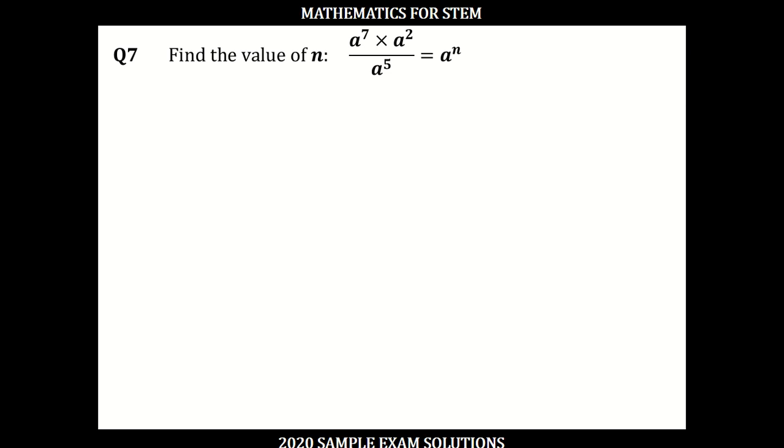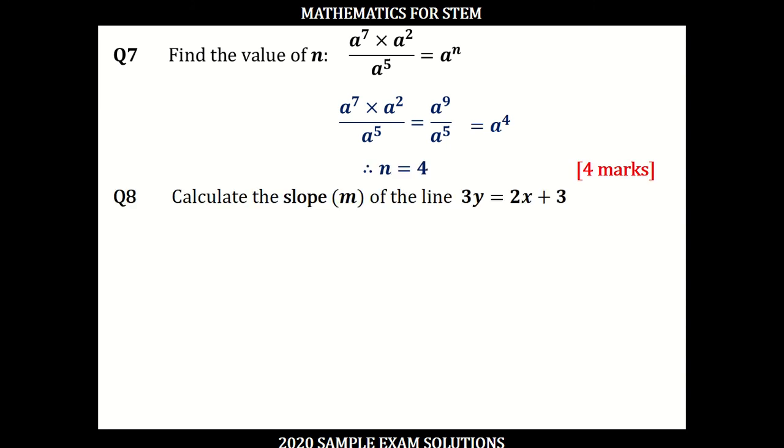Question 7, then we want to find the value of n if we've got a to the power of 7 multiplied by a squared all over a to the power of 5, and this equals a to the power of n. Now on top, we've got a to the power of 7 multiplied by a to the power of 2. Using the laws of indices, this means we would add these powers. So if you add the 7 and the 2, this adds to 9. And the next law of indices then, if you're dividing, we subtract the indices. So if you've got 9 and you subtract 5, this is going to give a to the power of 4. So this means your n value is 4.